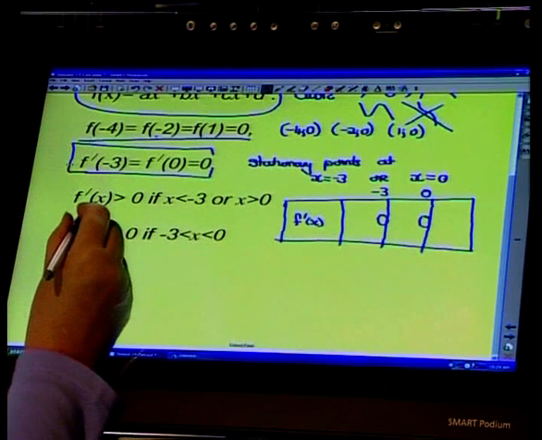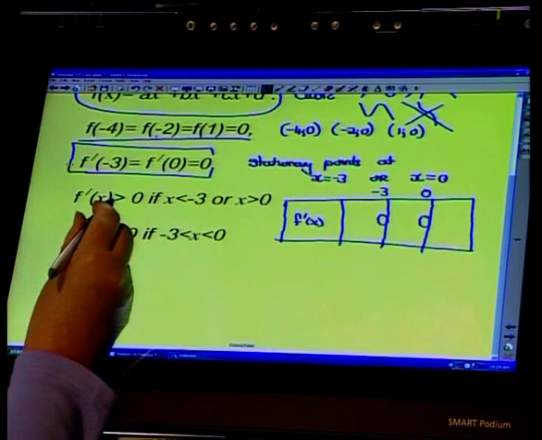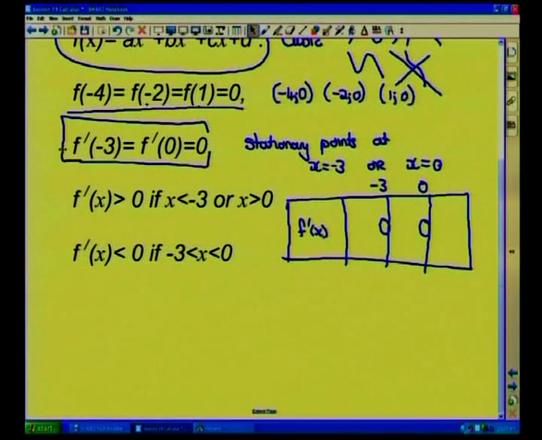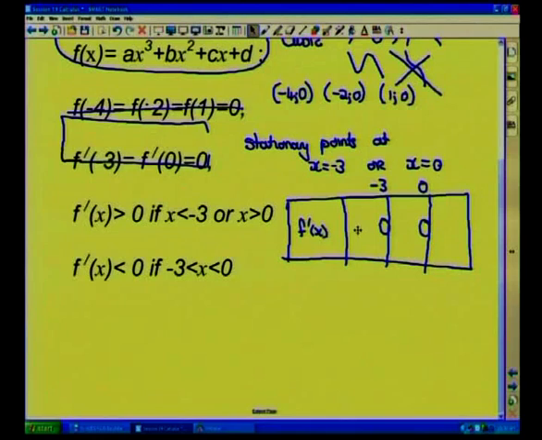Good, so if I go over here now, it says the derivative is positive, so the gradient is positive, if x is smaller than minus 3. Smaller than minus 3 is this side, so it's going to be positive here. And it's also positive if x is greater than 0, so over there.